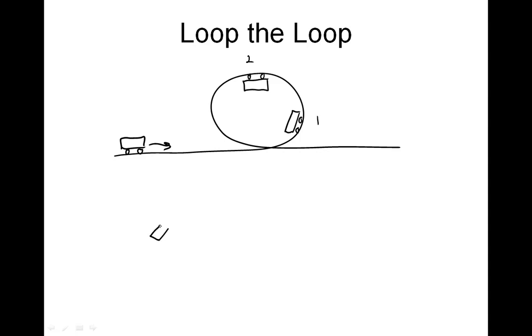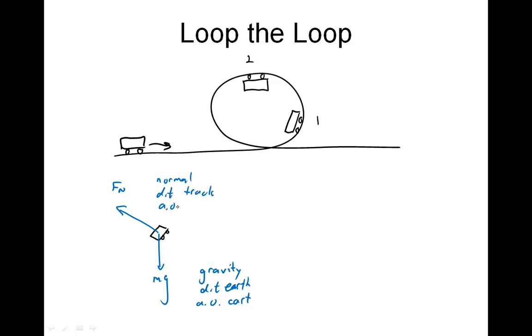We'll start off in position 1. There's a gravitational force, as there always is. So that's gravity, that's due to the Earth, and that's acting on the cart. Now the only thing in contact with the cart is the track, and so in this direction there'll be a normal force, because that's normal to the track. So there's a normal force, and that's due to the track, and that's acting on the cart. And that's really all there is.